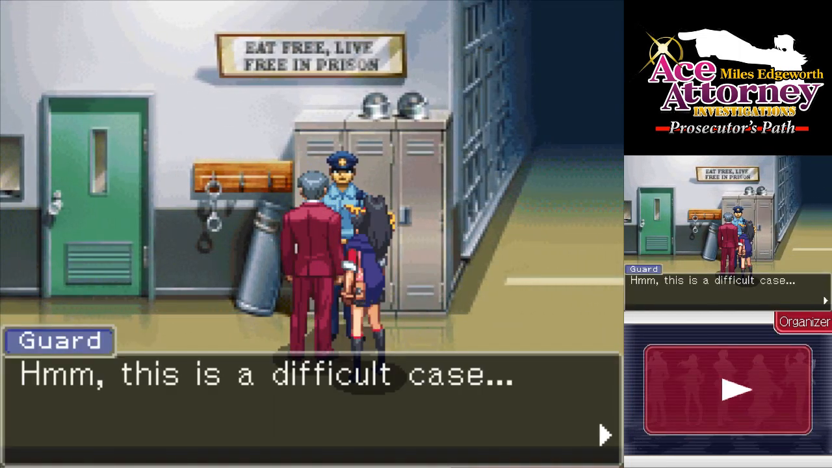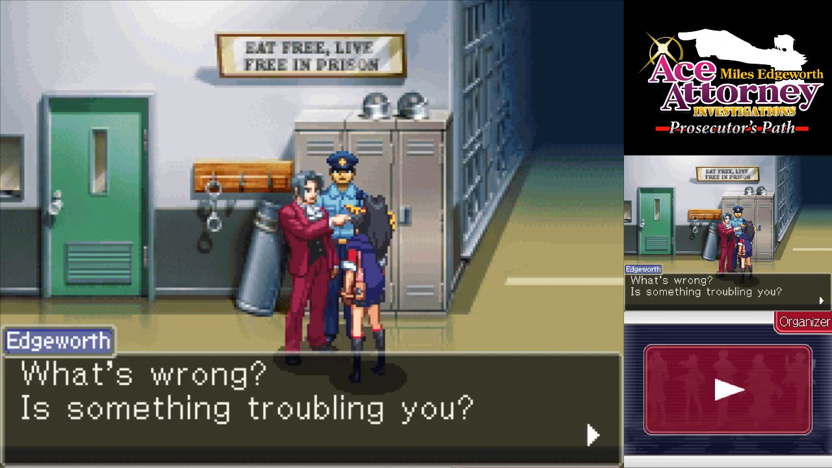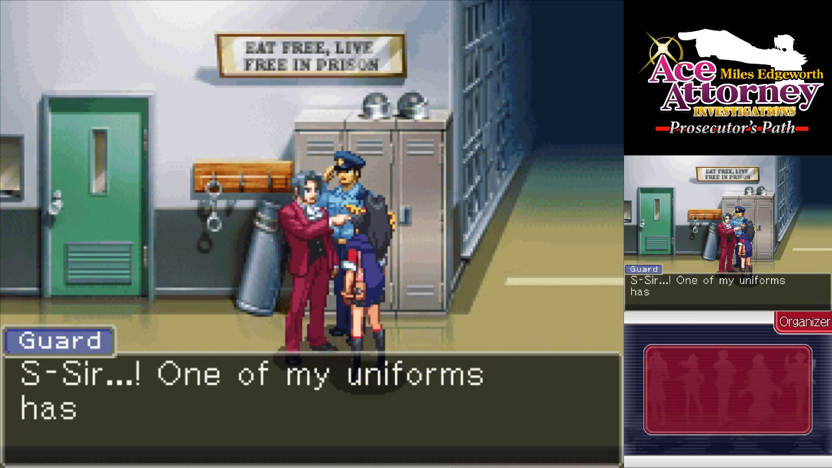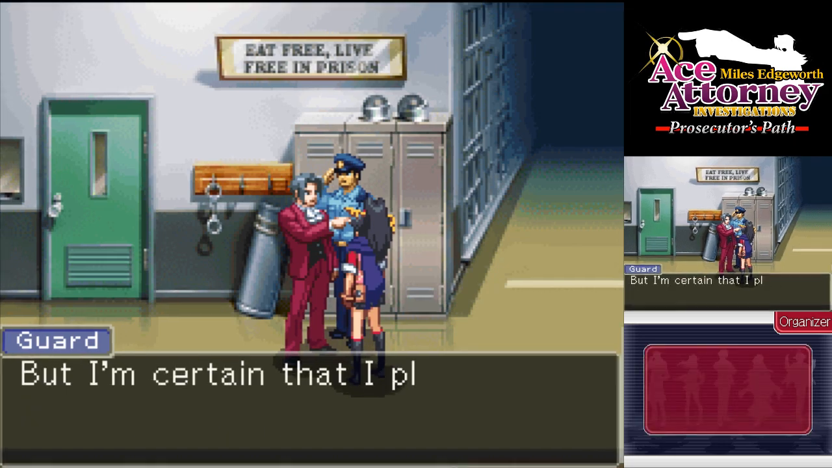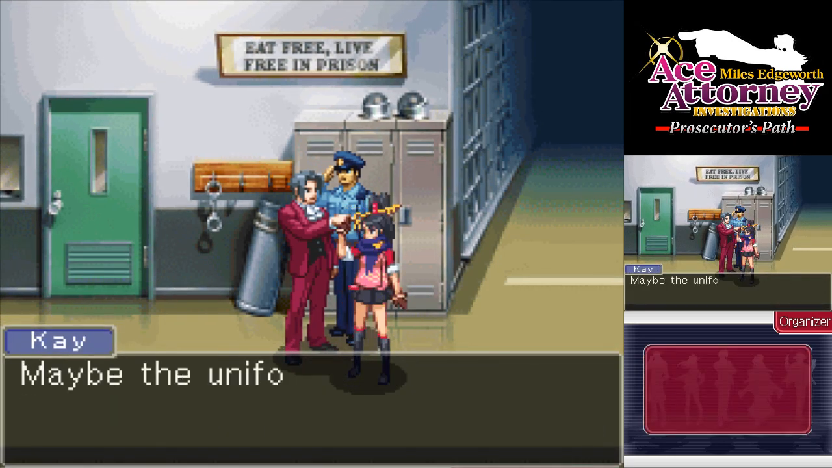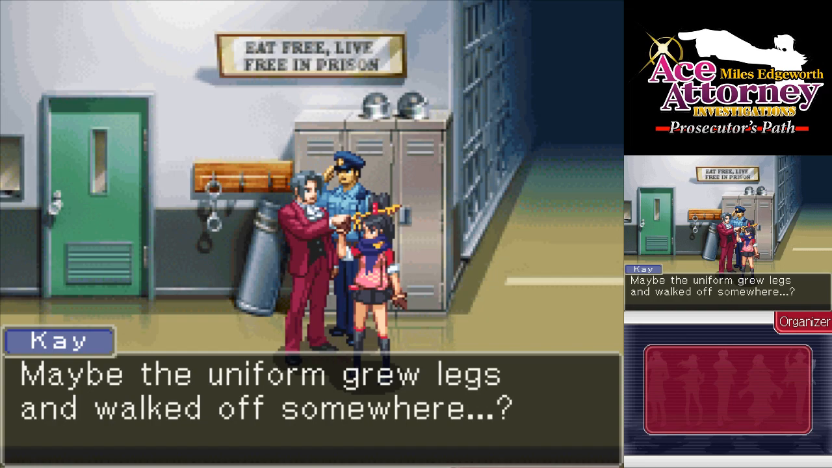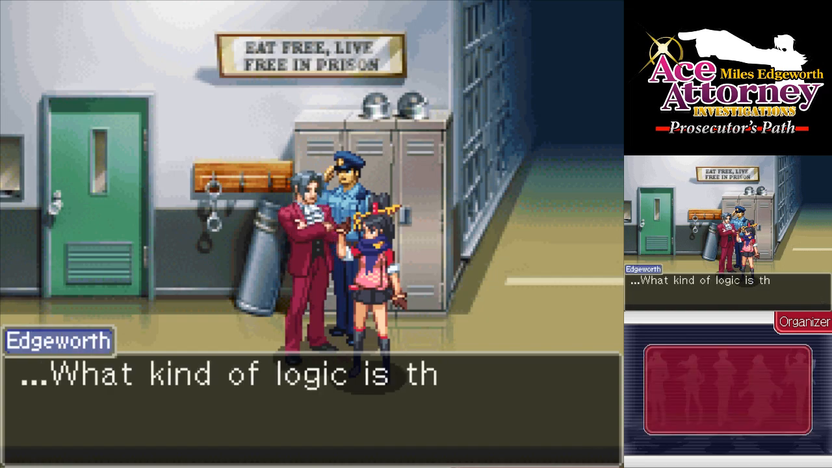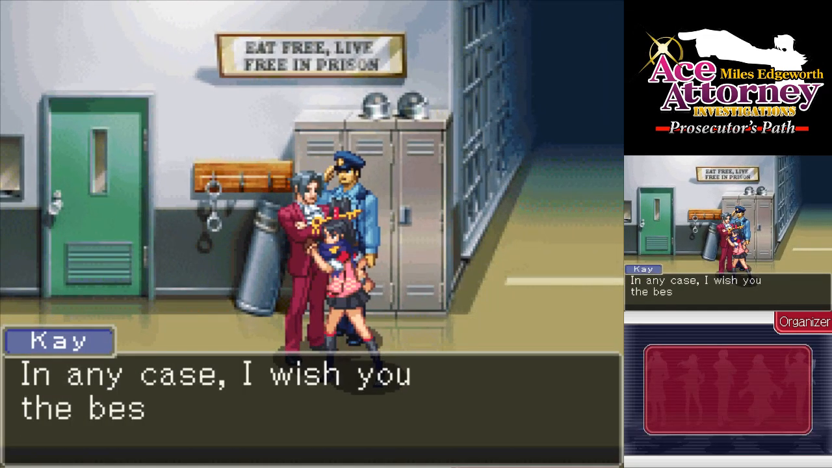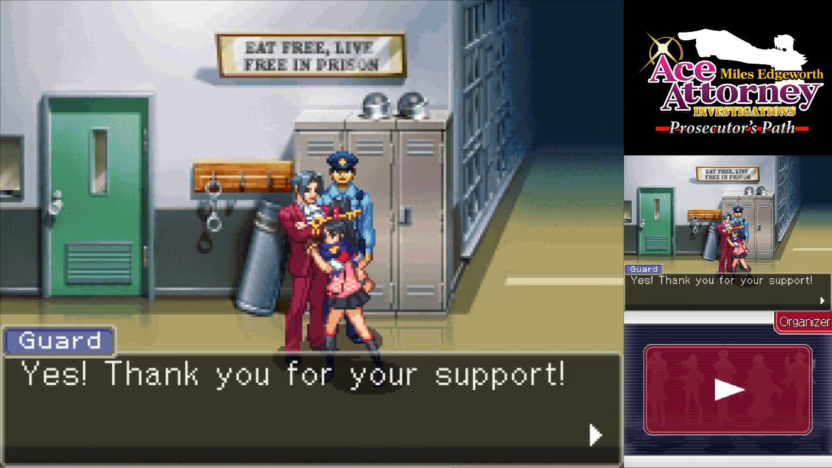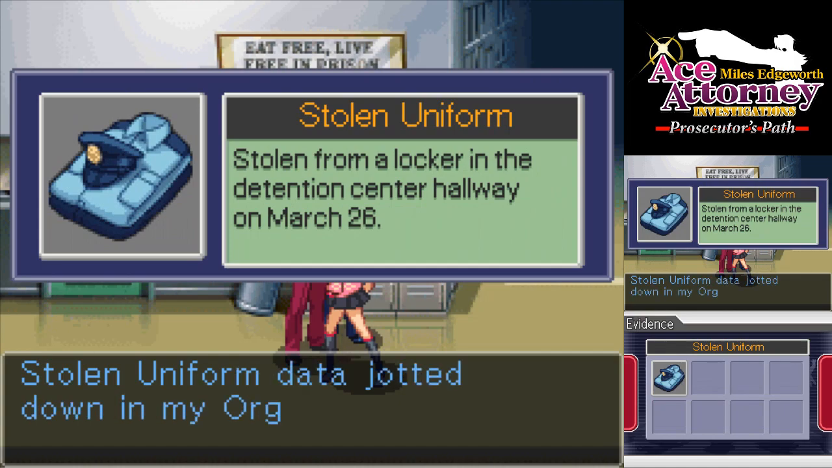This is a difficult case. What's wrong? Is something troubling you? Sir, one of my uniforms has gone missing, but I'm certain that I placed it in this locker. Maybe the uniform grew legs and walked off somewhere. What kind of logic is that? In any case, I wish you the best in your search. I'll be rooting for you. Yes, thank you for your support. Stolen uniform data jotted down in my organizer.